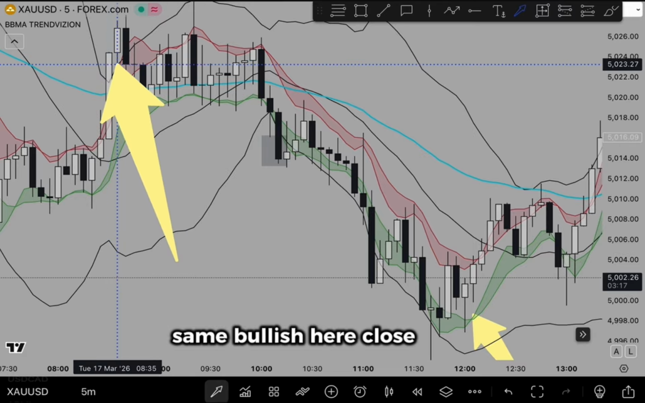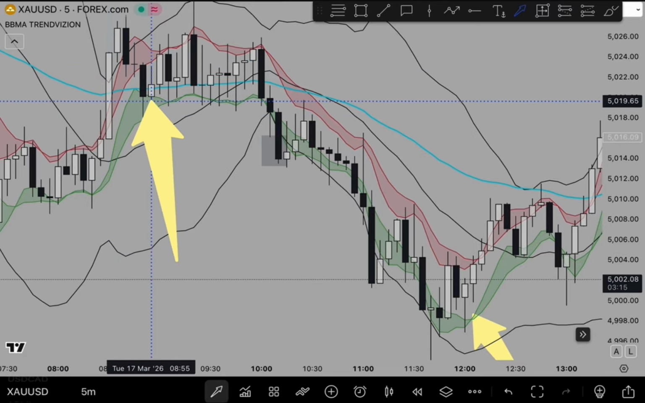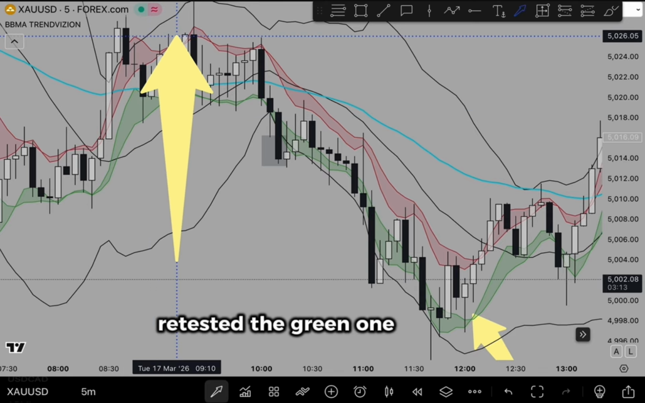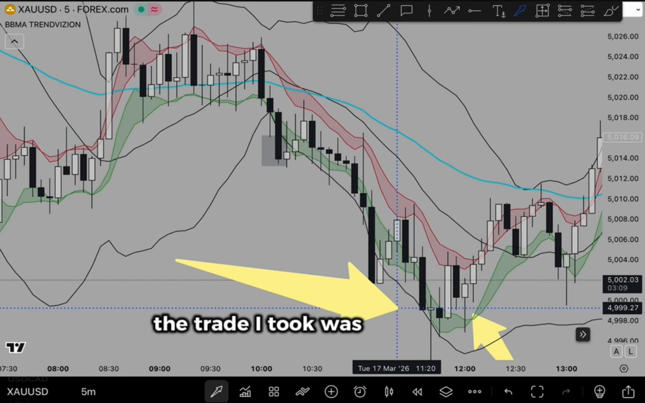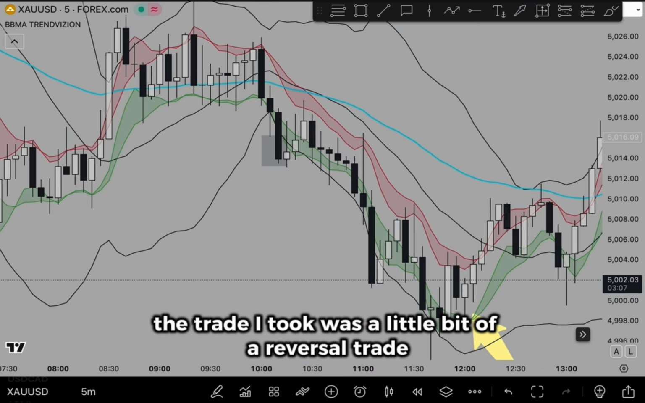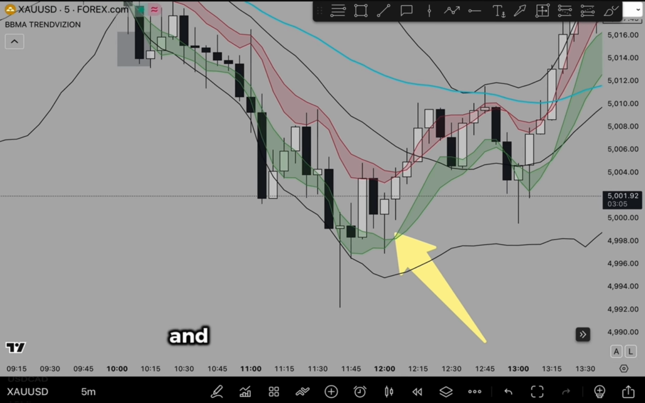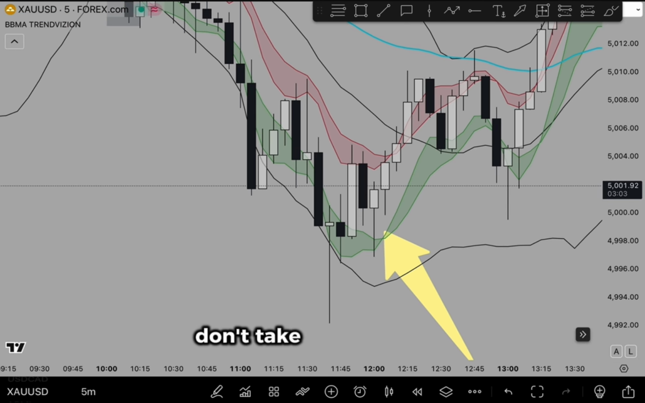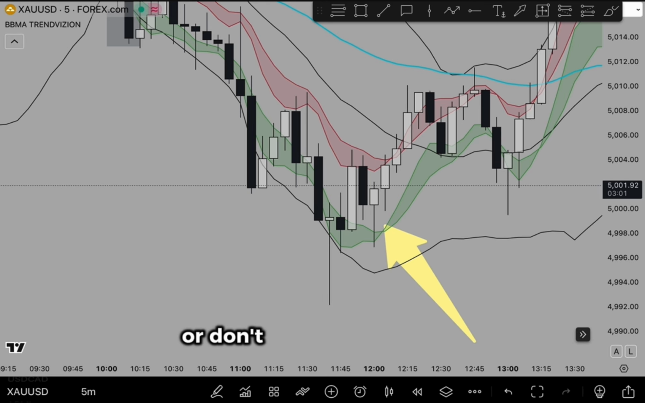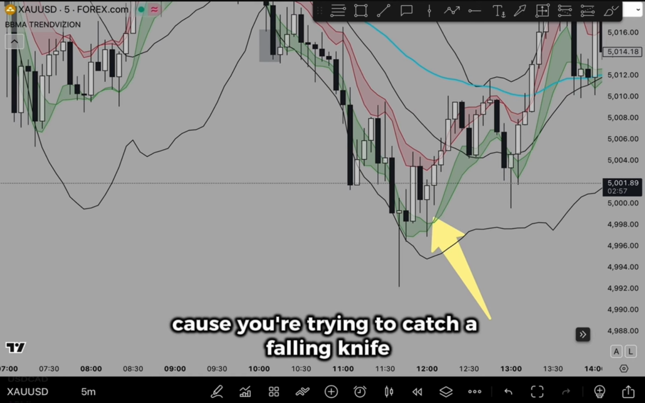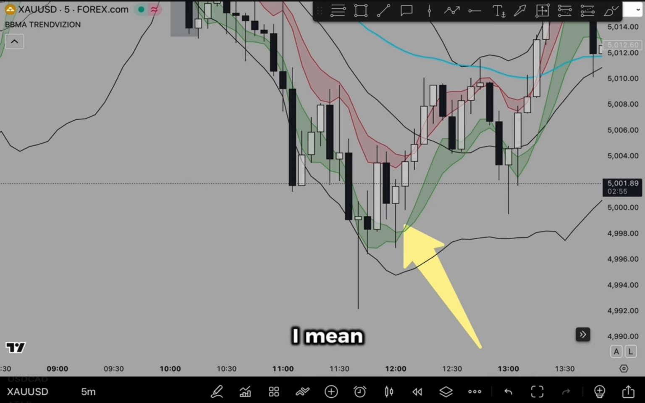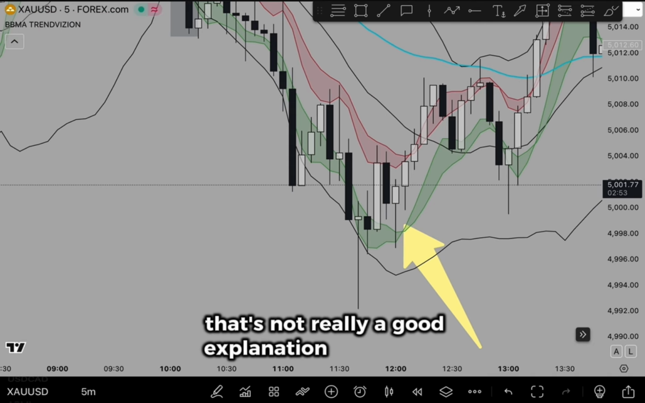Same bullish here, closed above, retested the green one, continued upwards. But the trade I took was a little bit of a reversal trade actually. And you know, they always say don't take reversal trades or don't trade counter trend because you're trying to catch a falling knife. But I mean, that's not really a good explanation.